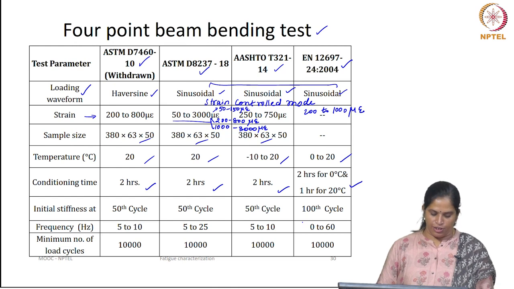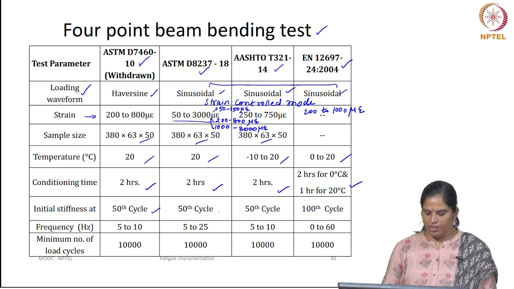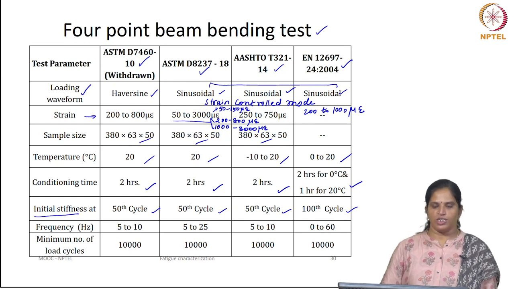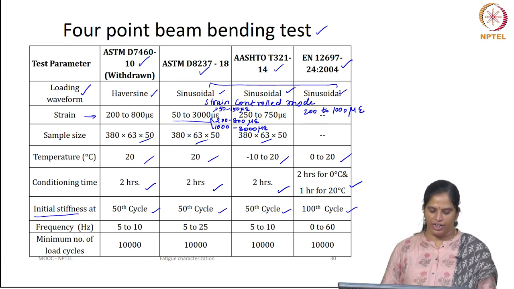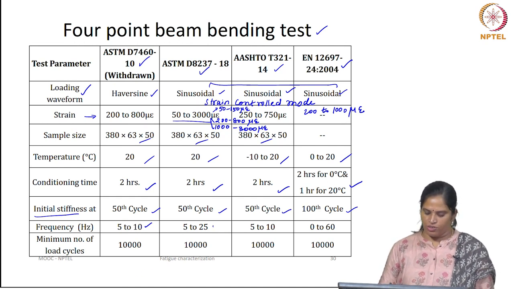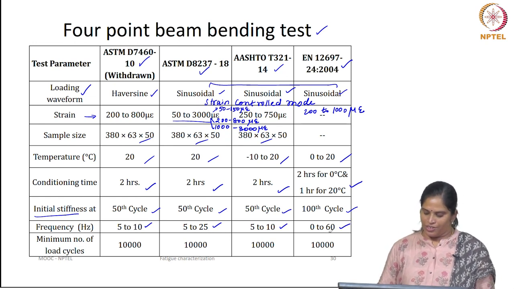If you test at low temperature, you may have to give a higher time period. And the initial stiffness is at the 50th cycle, and here it is the 100th cycle. Let us hold for a while on what we call the initial stiffness; I will explain later what this 50th cycle initial stiffness is. So we test at different frequencies, from 5 to 10 hertz. Keep in mind that the fatigue life varies with the frequency. So 5 to 25, 5 to 10, and here it is very high, from 0 to 60 hertz.